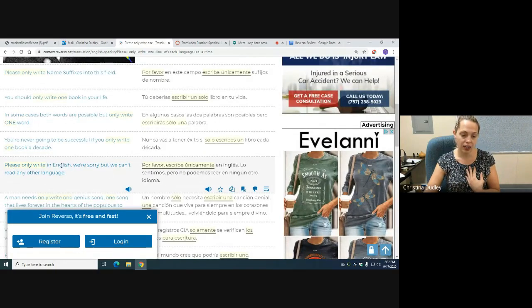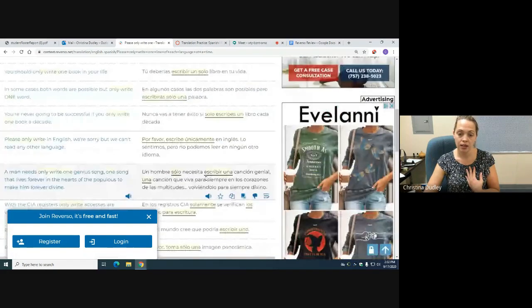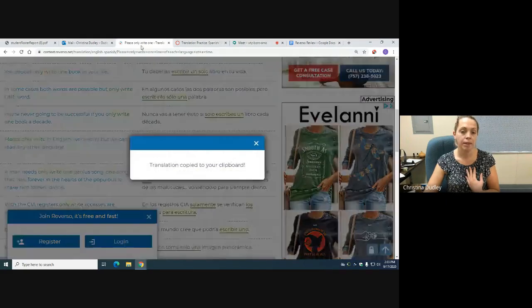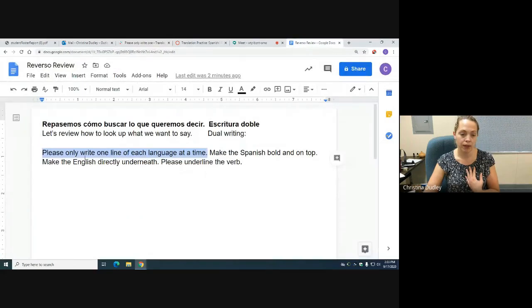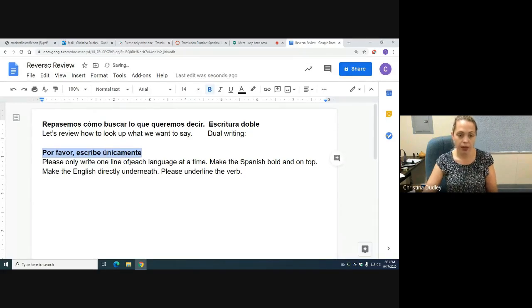So let's see what that one means. Please only write in English. Only write in English. We're sorry, but we can't read any other language. Does that mean what I'm saying? Only? Yeah? Okay. So I'm going to copy that one instead of using this solo escriba. And I'm going to put that over here in my writing, Spanish on top, and bold, like that. So I'm on only write.